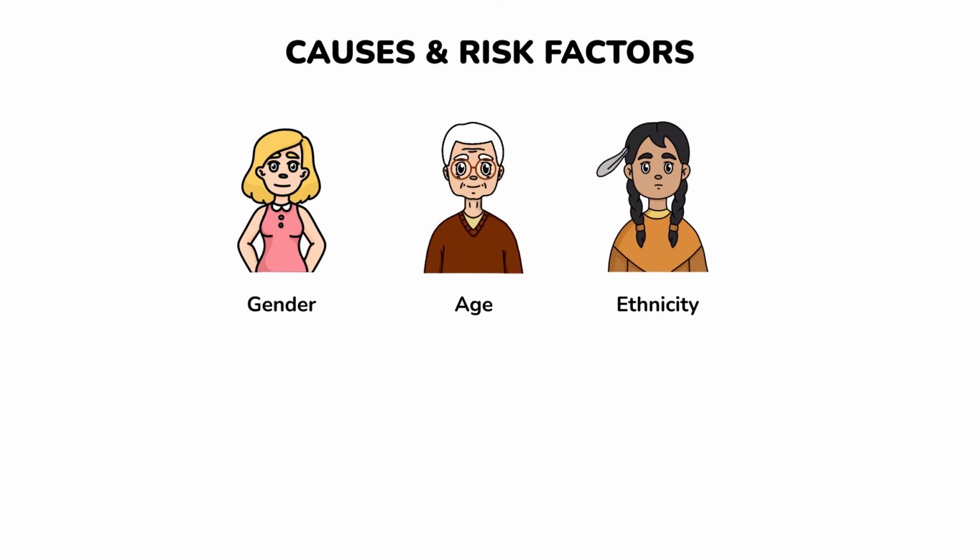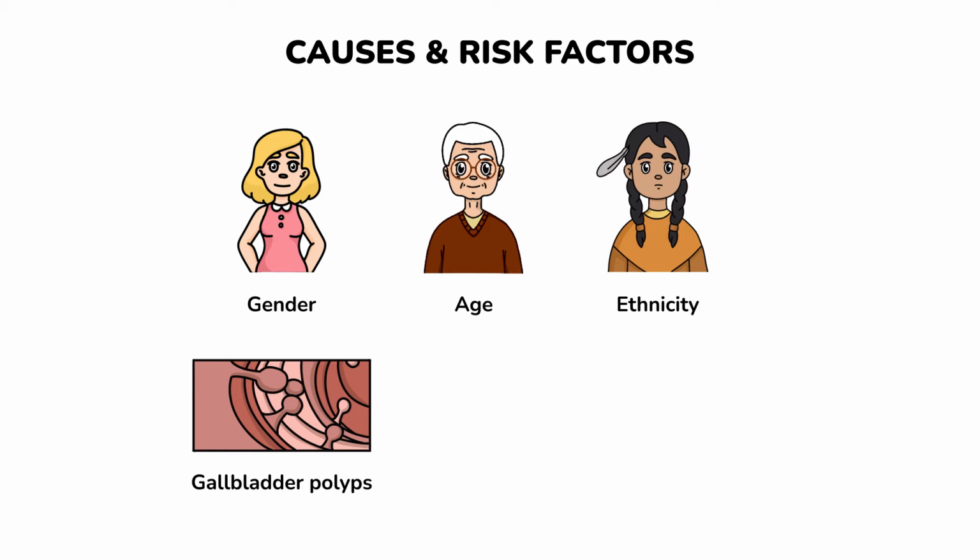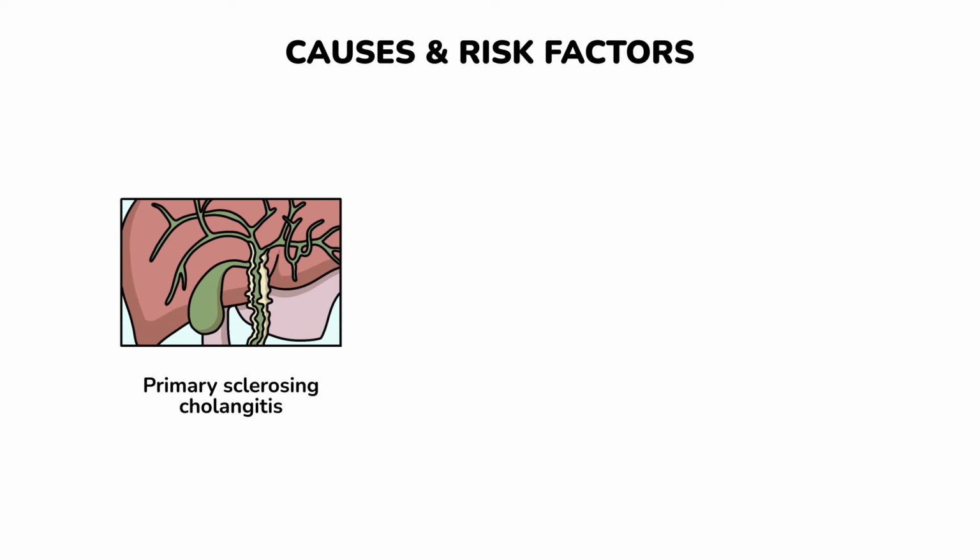Ethnicity. Higher rates are observed in Native American and Hispanic populations. Gallbladder polyps. Polyps larger than 1 centimeter are more likely to be cancerous. Chronic infections. Conditions like chronic typhoid infection may increase the risk. Primary sclerosing cholangitis. Inflammation and scarring of the bile duct are raising the risk of gallbladder cancer.